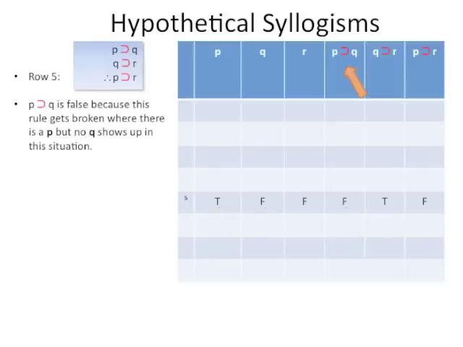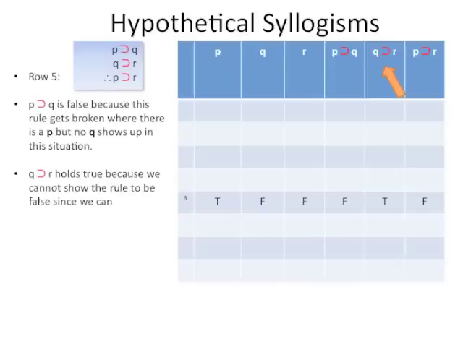Now, if Q then R holds true, because we can't show the rule to be false, since we can't apply it without having Q. If we look, we don't have Q, and we don't have R showing up. So again, does the rule apply? No, not in this case. Is it wrong to say that Q leads to R? No, so we have to conclude it as true. It doesn't matter in this case because we don't have the antecedent term. It doesn't matter what the consequent ends up being.